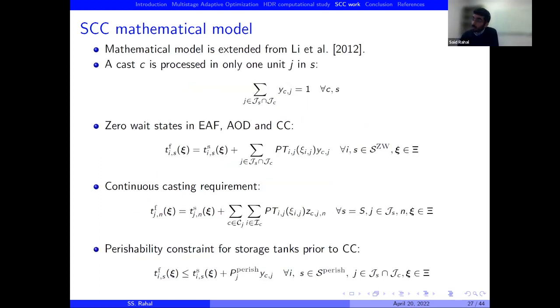So the mathematical model was basically borrowed from the literature. It has typical processing constraints. That is, a cast C is processed in only one unit J in a processing stage S. So if you have parallel units of the same operation, the processing is done on only one unit. The zero-wait constraint means that once a batch of steel is finished in a certain unit, it has to be moved right away to the next unit. Continuous casting requirements: the processing of the ladles which belong to the same cast should not be interrupted. And the perishability constraint has to do with the storage of the ladles prior to the continuous caster.